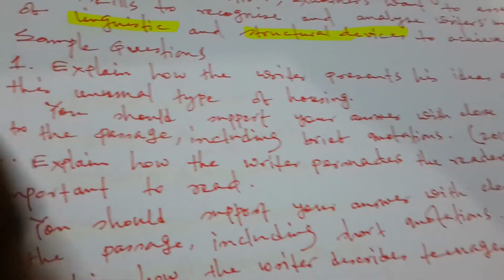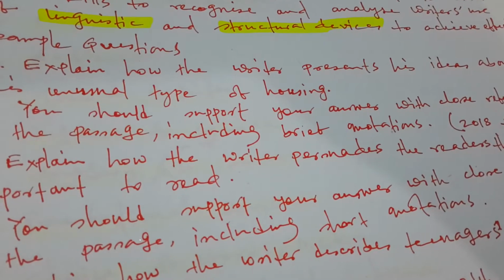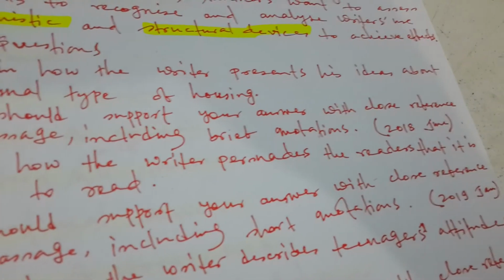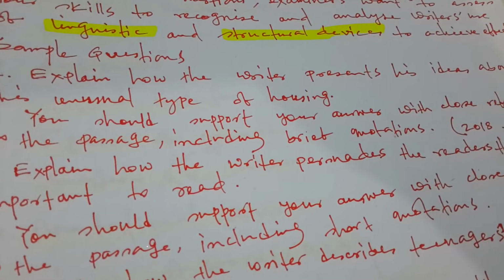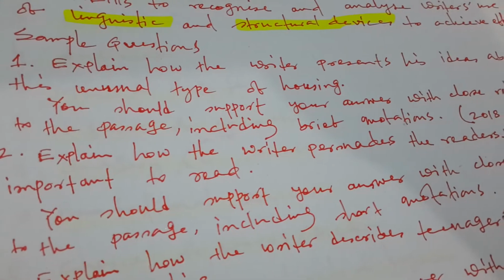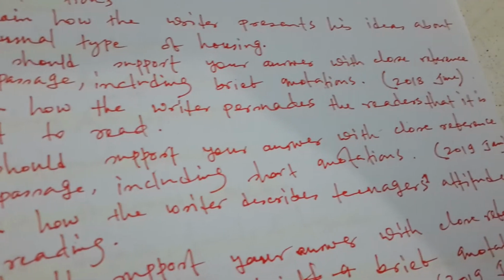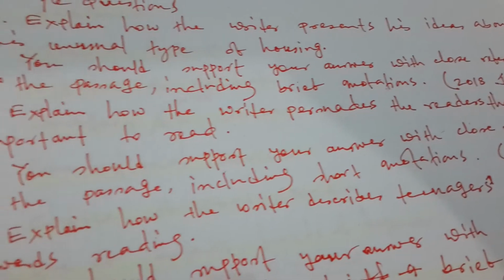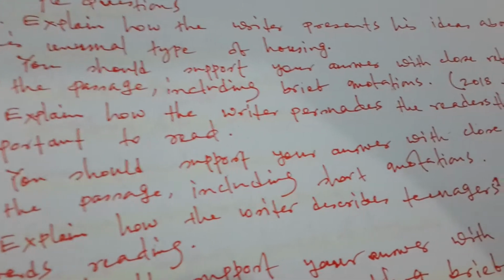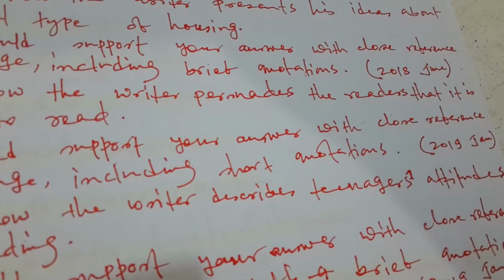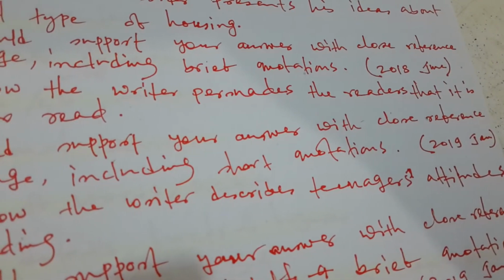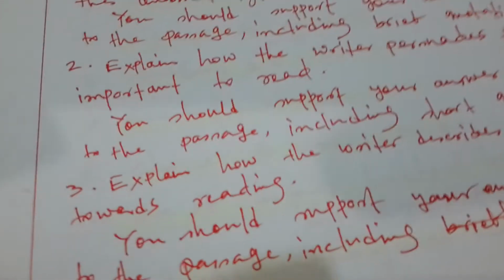1. Explain how the writer presents his ideas about this unusual type of housing. You should support your answer with close reference to the passage, including brief quotations. This question is taken from 2018 June paper.